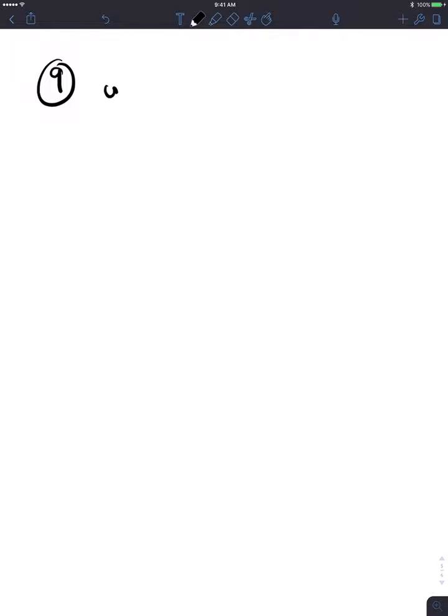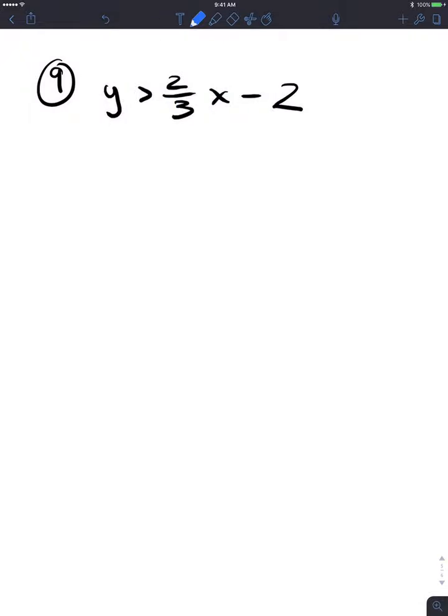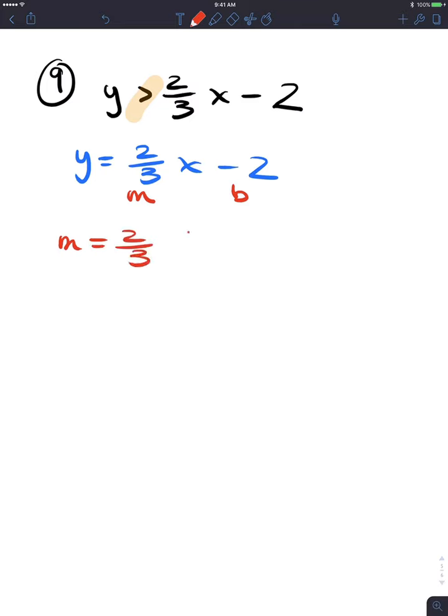Number 9. Y is greater than 2/3 x minus 2. This is a strict inequality, so that means we actually use a dotted line. But let's start by graphing y equals 2/3 x minus 2. My m value, my slope is 2/3. My y-intercept is negative 2. Slope is 2/3. Y-intercept, negative 2.